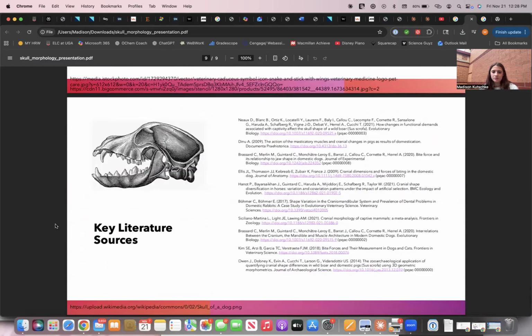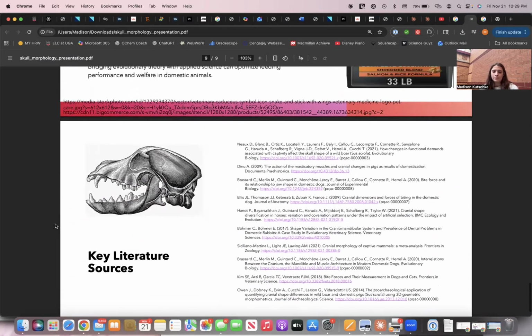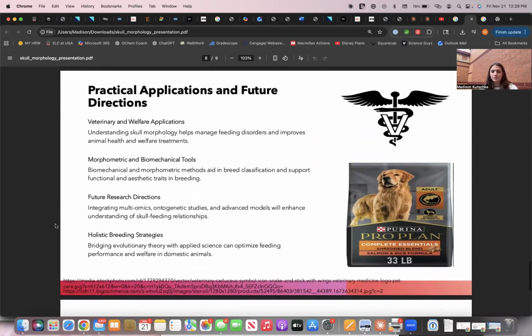And then these are all of my references. I also used these for the essay and everything, but they have some really great research. Specifically, the pig one was fascinating, just comparing the two skull types, and then the horses to the rabbits as well.